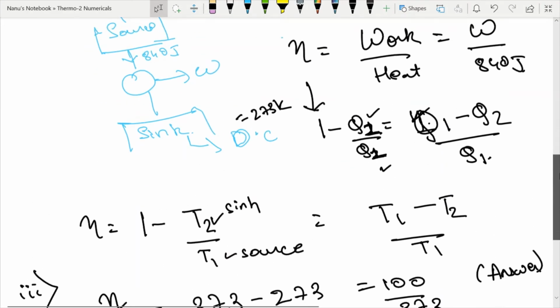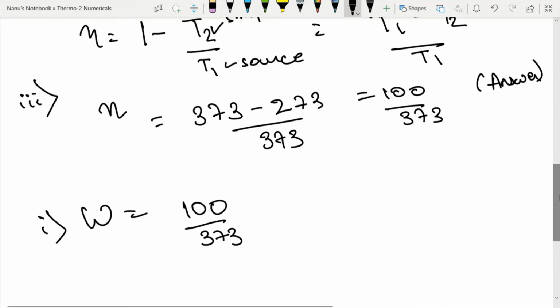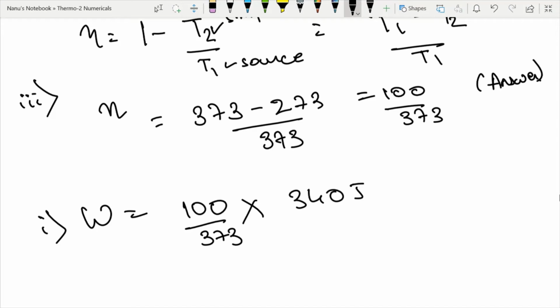Work done will be efficiency into the heat. So work will be, that is part 1, efficiency, which is 100 by 373, into heat, which is 340 joules. Let me write what I did: it's eta into Q, I just replace the formula and make this the subject. So this will be a bit less than 100, right? As you can see. Let me just see what the answer given in the question is.